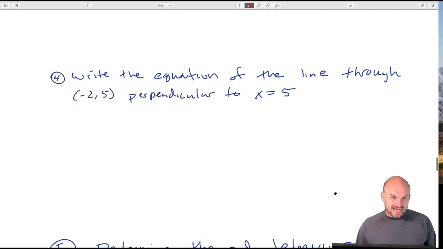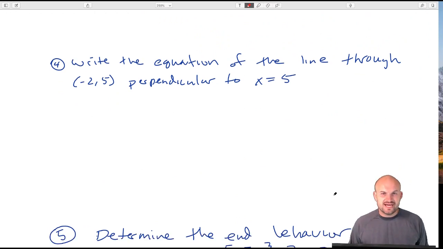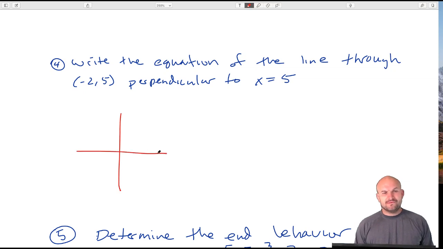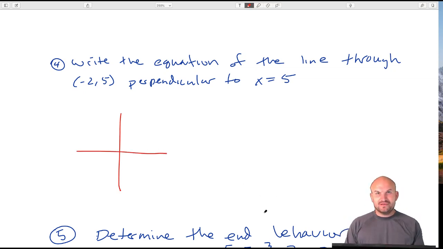Write the equation of the line through the point (−2, 5) and perpendicular to x = 5. Now, in this one, again, I think the student said you don't need to graph it, but let's just graph it. Let's graph the point (−2, 5). So we have −2, 5. So 1, 2, 3, 4, 5.